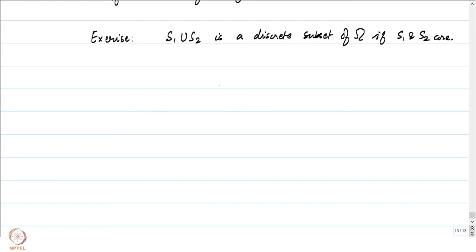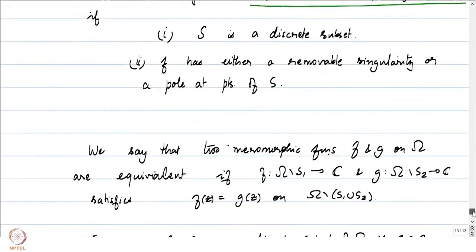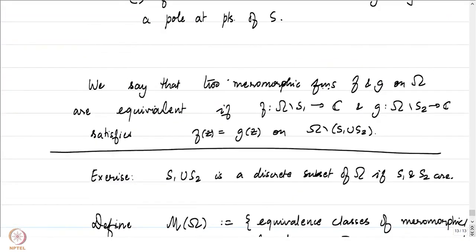So, now that we have defined an equivalence relation, I will allow you to again sit down and check that this is indeed an equivalence relation. That is also an exercise for you. Define a set M of omega to be the set of all equivalence classes of meromorphic functions on omega. And the equivalence is exactly how it is defined here.